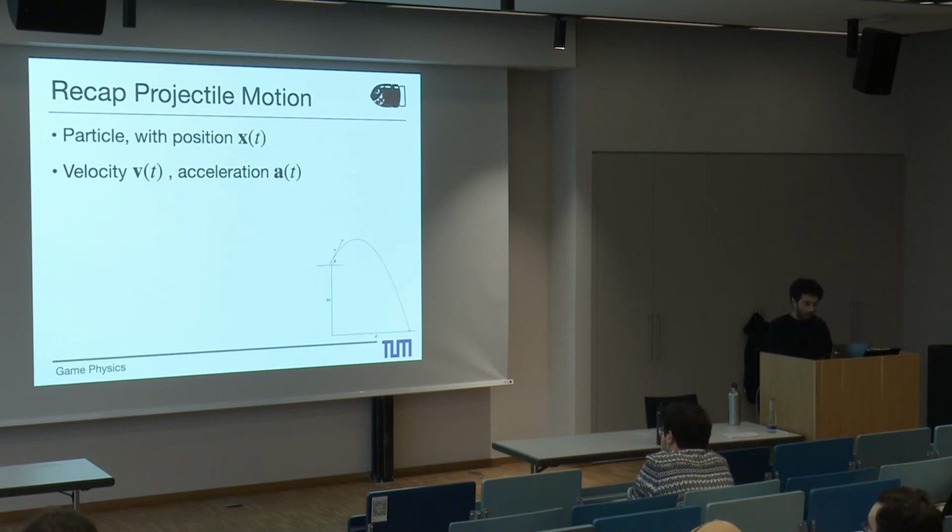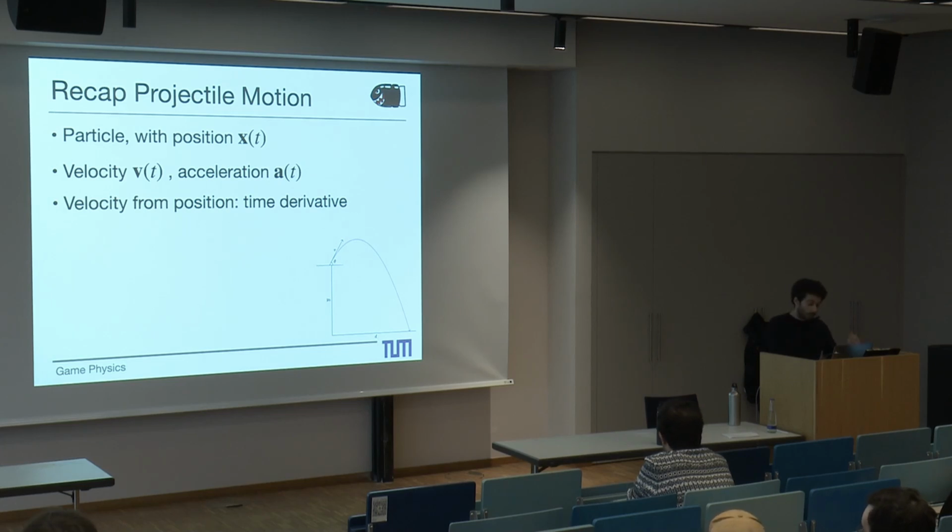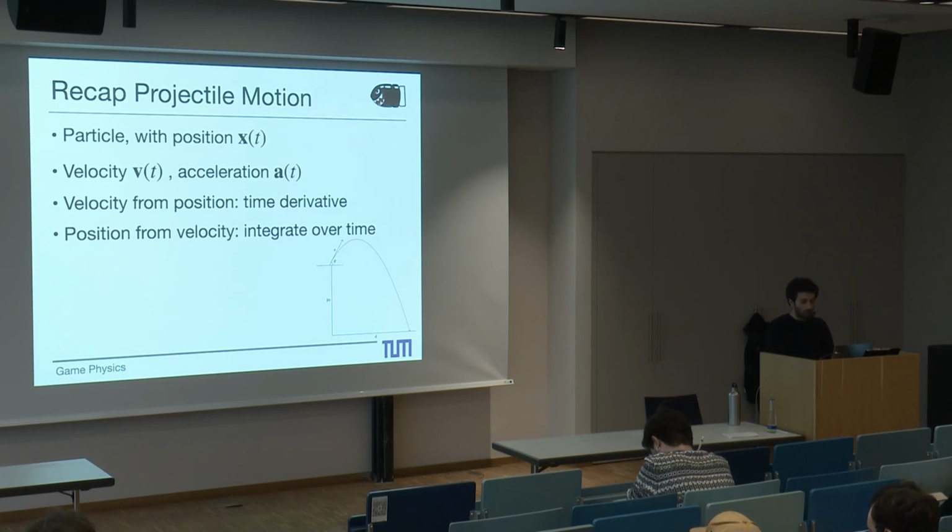Now here we have a small sketch of the trajectory of the projectile, and the velocity normally is the vector associated to it. And the relationship between these quantities is given by a differential relationship. So in this case, we have that the velocity can be derived from the position by using a derivation in time. And if we want to go backward and obtain the position from the velocity, we will need to integrate over time.